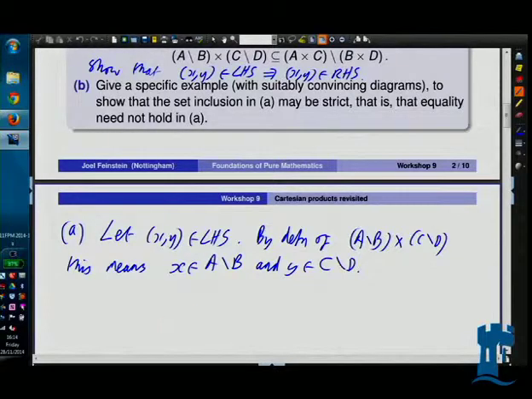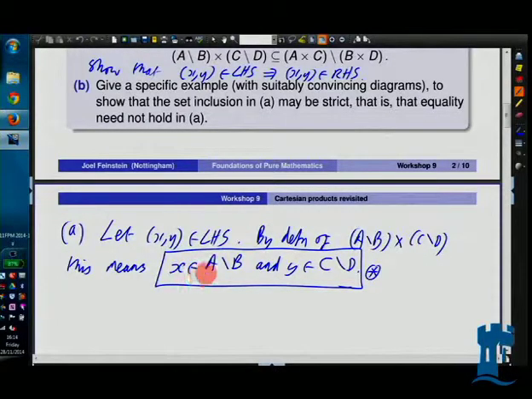Now, I don't want to forget that. Let's call that star, because I'm going to come back to it twice. Okay? This means you're in A and you're not in B, and y is in C and not in D. In particular, x is in A and y is in C, so that's a good start.